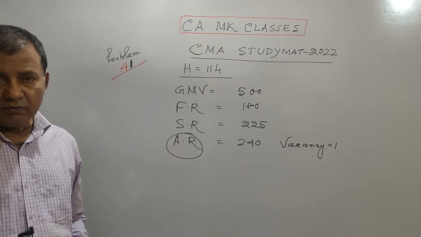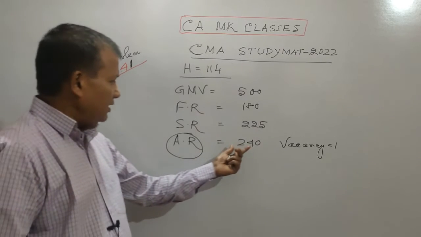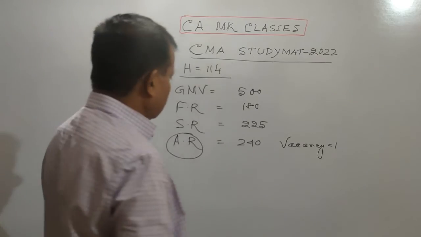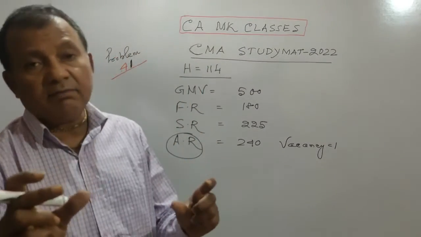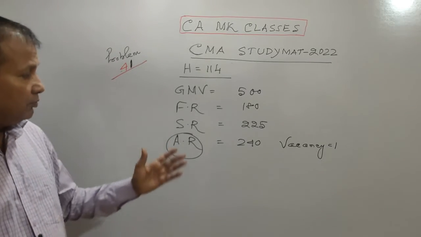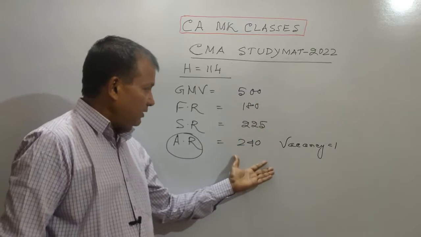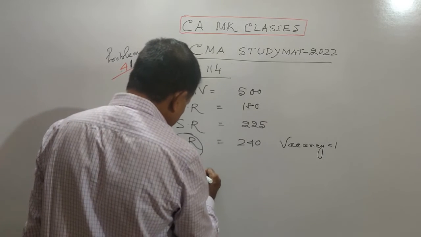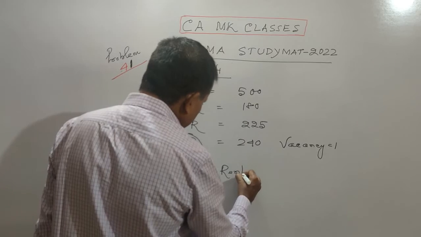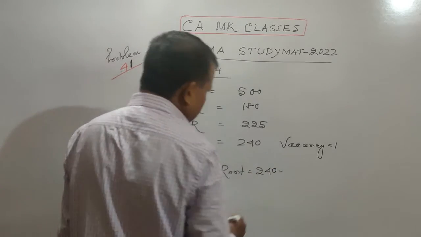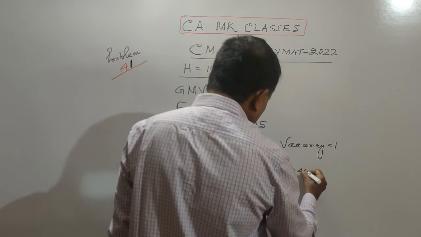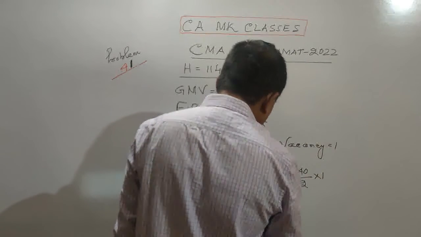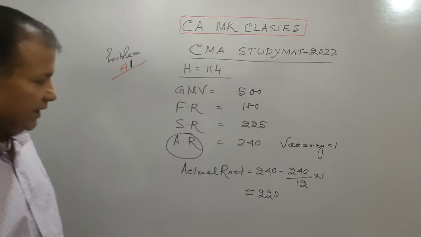Friends, vacancy अगर 1 month होता है and annual rent is 240, that means 11 months is let out. So we have to find out the actual rent for 11 months. So actual rent is 240 minus 1 month vacancy. 240 is for 12 months, 1 month के लिए ये 20, so it comes to 220. This is your actual rent.